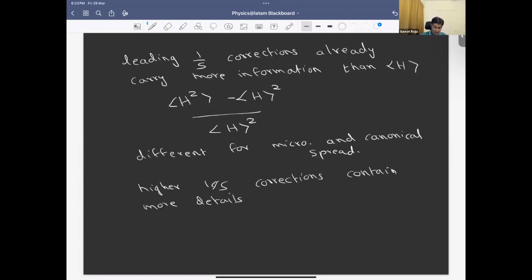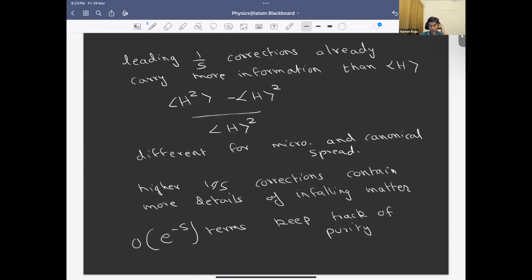And the discussion that we just had, well, how high do you need to go in 1 over S to verify the purity of the state? Well, you need to keep track of e to the minus S terms. Keep track of purity. Okay. And this is not surprising because to verify the purity of the state, you do need to go to order e to the minus S, and only then can you verify the purity of the state. Right? So you see, there's a clear error in Hawking's argument.